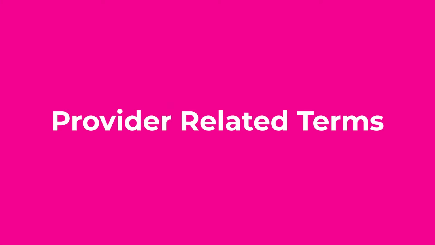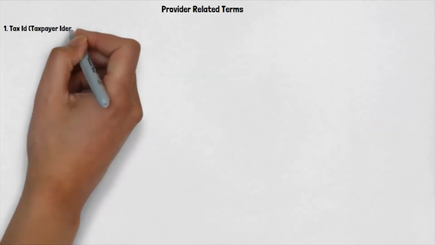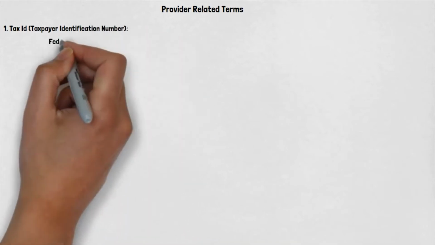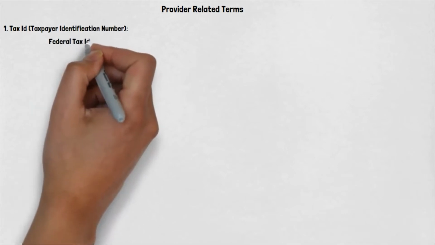In this video, we're going to discuss provider-related terms. The first one is tax ID, which is taxpayer identification number, also known as federal tax ID. This tax ID is similar to our PAN number.